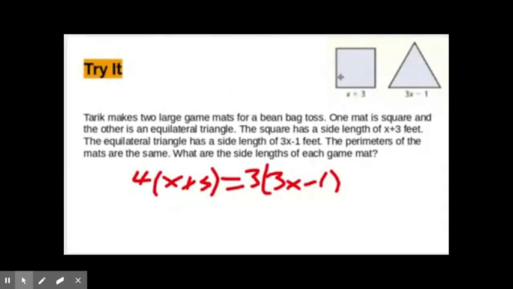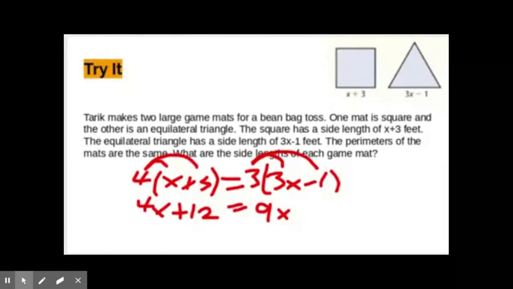From there, we want to do those distributive properties, so 4 times x and 4 times 3, and then 3 times 3x and 3 times negative 1. 4 times x will give you 4x. 4 times 3 will give you 12, so we have 4x plus 12 on one side. And then 3 times 3x is 9x, and 3 times negative 1 is negative 3 on that side. From here, we can see that there are no like terms on the left-hand side, and there are no like terms on the right-hand side.